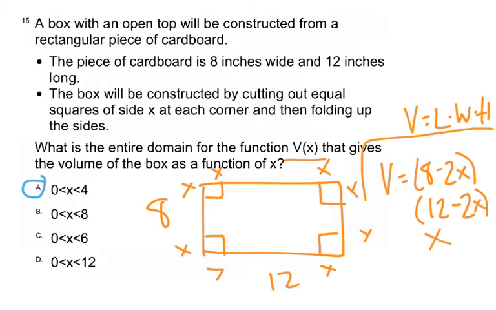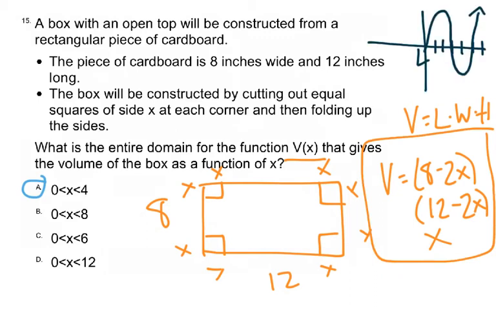So now I'm going to take this function, and I'm going to graph it into my calculator. Okay, so here's a little sketch. And the only volume that makes sense is between here and here, because once you go past 4, your volume starts to be negative, which isn't a thing.